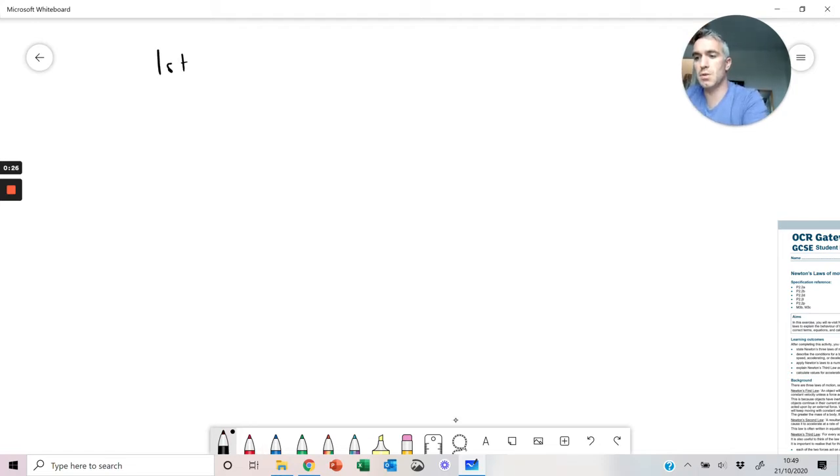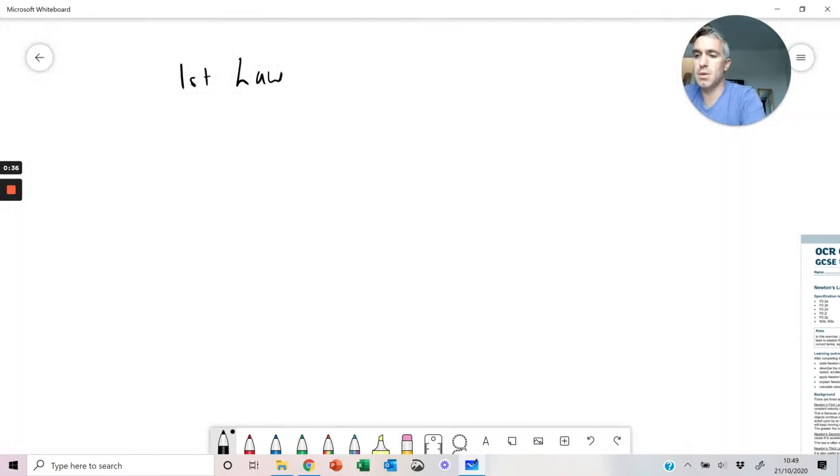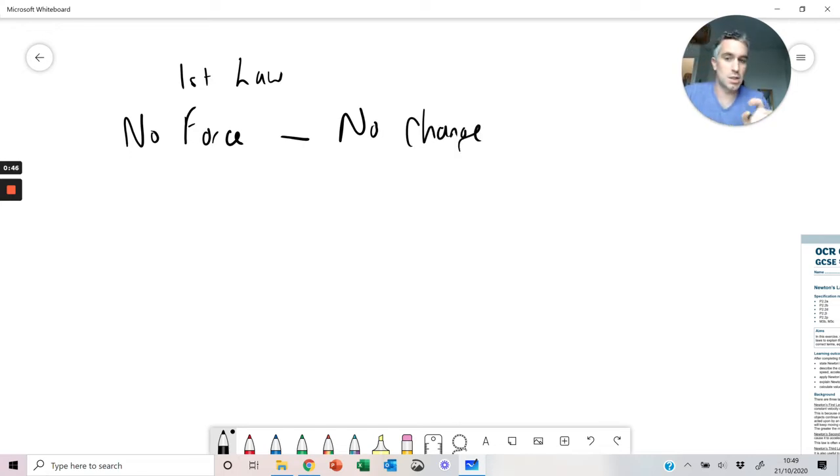The first law basically just says, should I get the correct wording? Yeah. Basically, no force, no change. Actually, let me change that. Put a little word in there. No resultant force, no change.